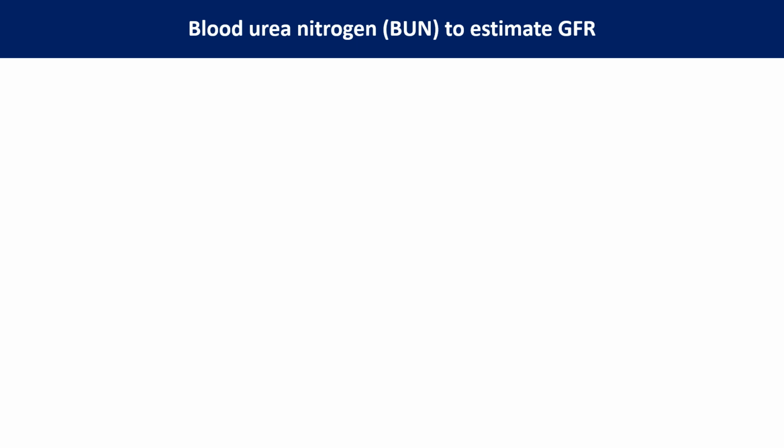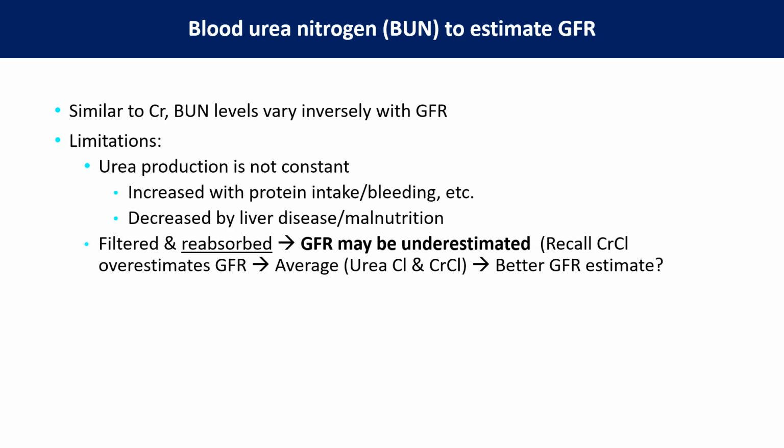Blood urea nitrogen, or BUN, may also be used to estimate GFR. Similar to creatinine, BUN levels vary inversely with GFR. Similar to creatinine, using BUN to estimate GFR also has limitations. Urea production is not constant. BUN production is increased with protein intake and/or bleeding. It is decreased in patients with liver disease and/or malnutrition.